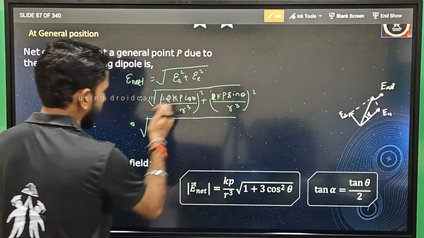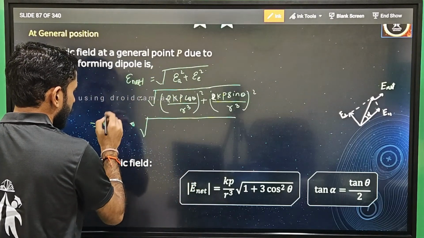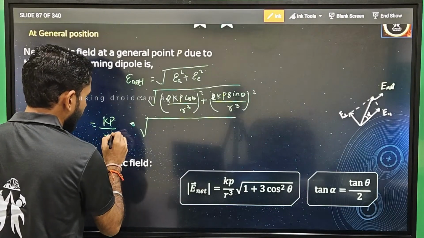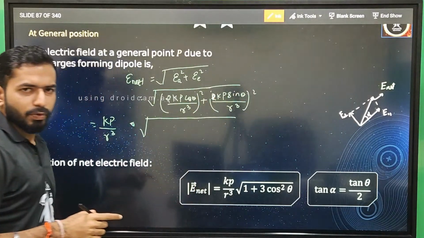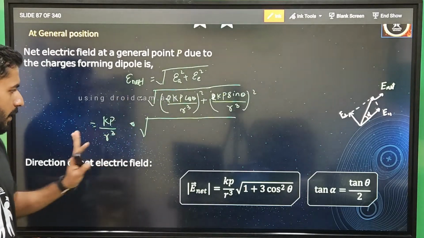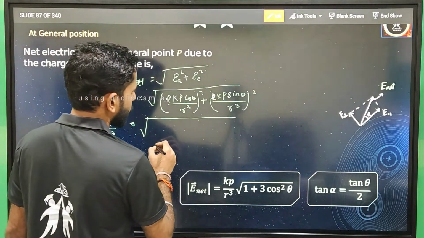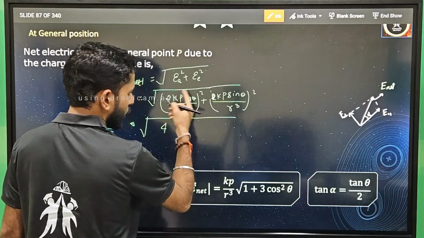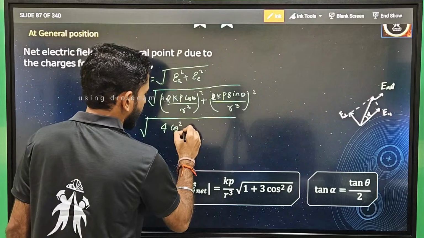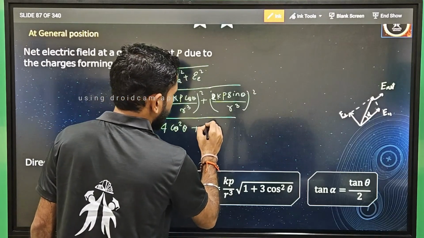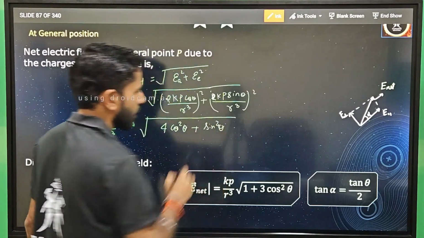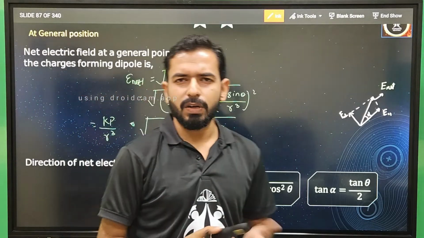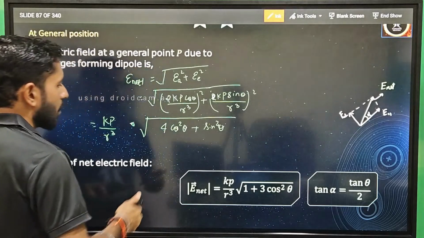So what we will do is take the things that are common out of the square root. Firstly, from here, k I have taken common, p I have taken common, divided by r cube I have taken common, because all of them were having a square. What are the things that are left here, students? It is 4, because 2 square will make it 4 cos square theta, plus sin square theta. I know that sin square theta can also be written as 1 minus cos square theta.